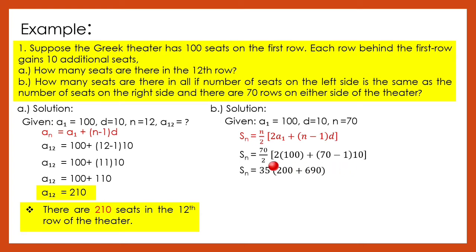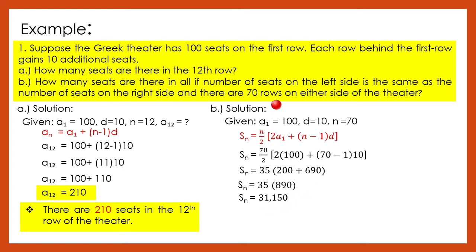Then, perform the operation. 70 divided by 2 is 35. 2 times 100 is 200. 70 minus 1 is 69. Times 10 is 690. Then, 35 times 200 plus 690. 200 plus 690 is 890. And then, multiply 35 and 890. The product is 31,150.